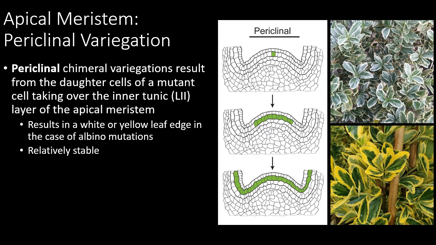Periclinal chimeral variegations are a type of variegation where the daughter cells of an original mutant cell populate an entire tunic layer, typically L2, and they result in this entire layer of the apical meristem being composed of mutant cells. So the L1 is normal, L2 is mutant, and then L3, the corpus, is normal.